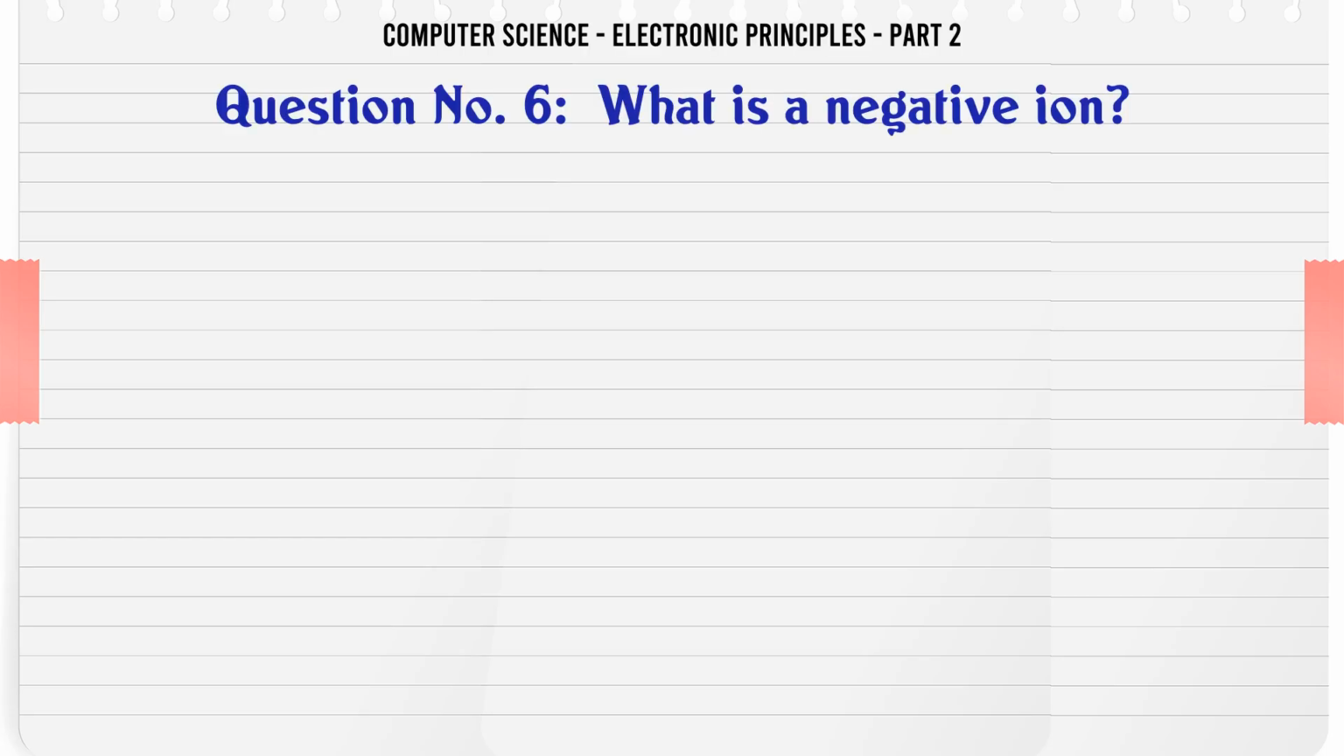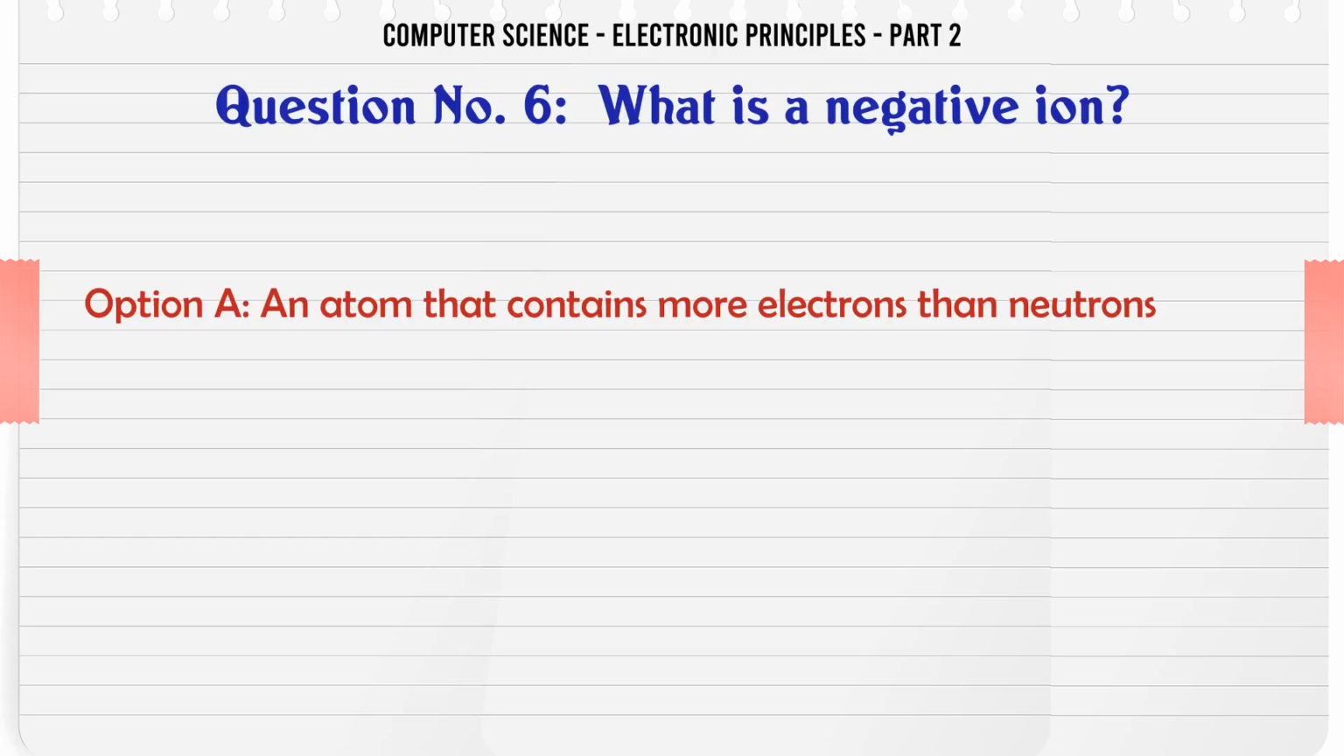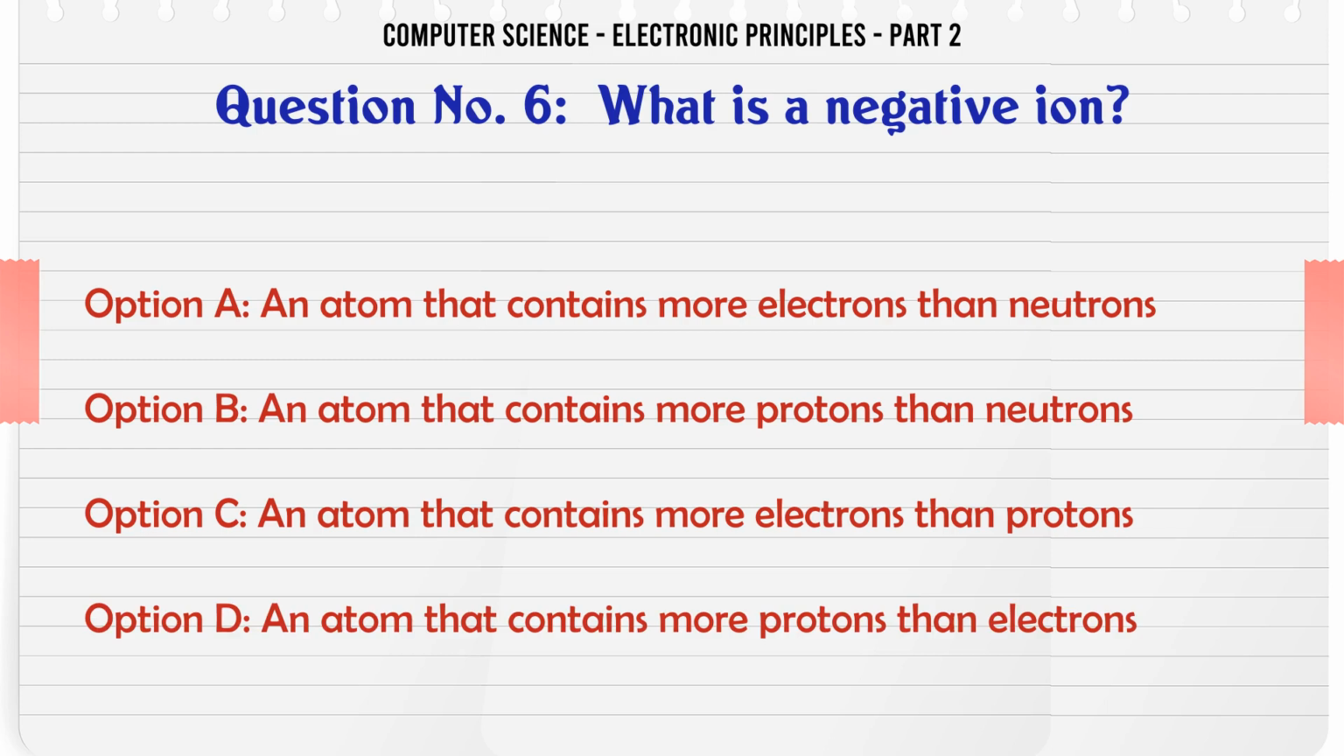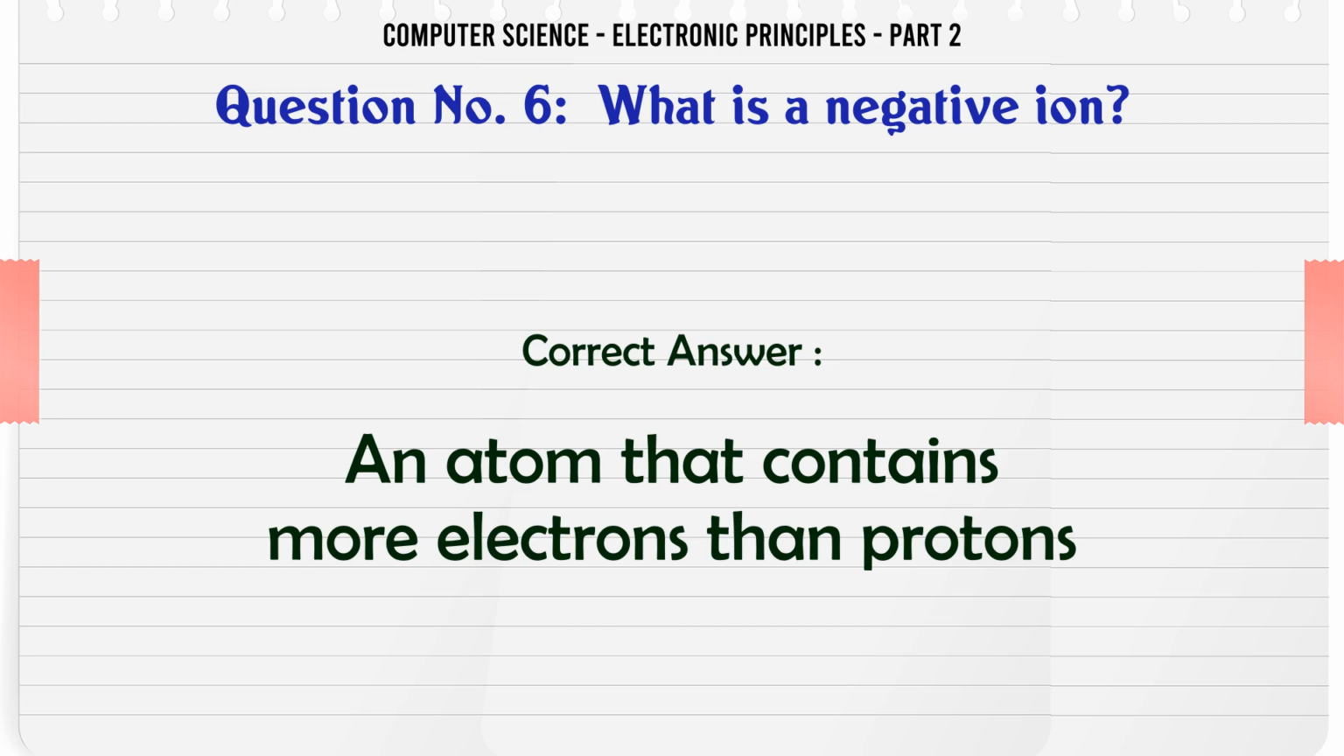What is a negative ion? A. An atom that contains more electrons than neutrons. B. An atom that contains more protons than neutrons. C. An atom that contains more electrons than protons. D. An atom that contains more protons than electrons. The correct answer is an atom that contains more electrons than protons.